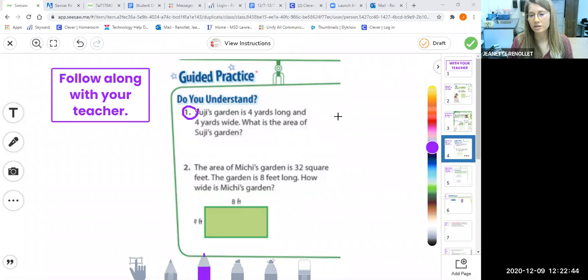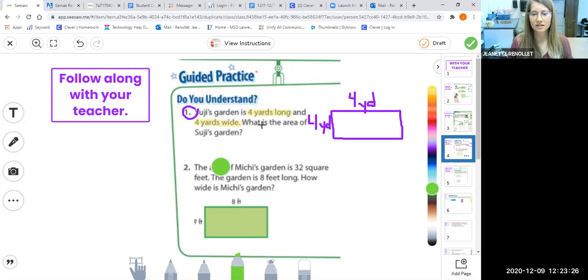So I'm going to draw a model to the side here of Suji's garden. And I'm going to find my important information in my text. It says it's 4 yards long and 4 yards wide. And I can label my model. 4 yards. YD is what we put for yards. And 4 yards. Now I have a model that matches my word problem.